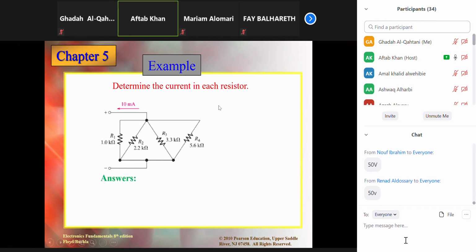Now see this one. It is something interesting. Determine the current in each resistor. So let's see how you will be solving this.